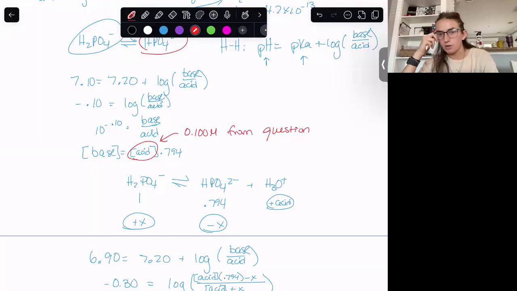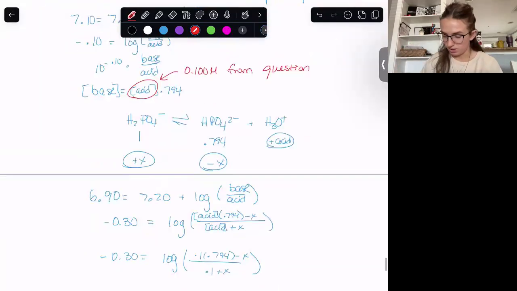If you don't have a 1 liter volume, then all of this is given to you in concentration, a concentration of 0.1 molar. So you just have to convert everything to moles by multiplying the molarity by the volume. And then at the very end, you would get a concentration of X that's changing, and you want to multiply that by the total volume.